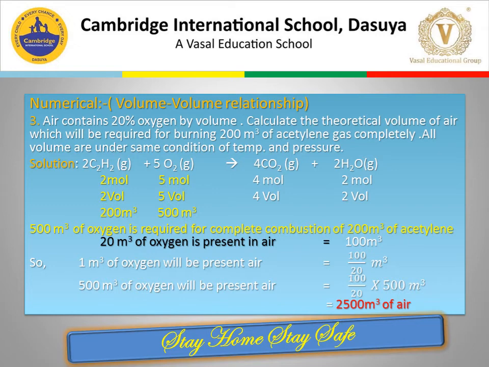So 1 meter cube of oxygen will be present in air equal to 100 upon 20 meter cube, and 500 meter cube of oxygen will be present in, we will multiply both sides by 500, so 100 upon 20 into 500 meter cube of air. So this is the amount of air required for combustion of 200 meter cube of acetylene, and that works out to 2500 meter cube of air. Okay, we have used the unitary method to find out the amount of 20% oxygen in air required for complete combustion of 200 meter cube of acetylene.